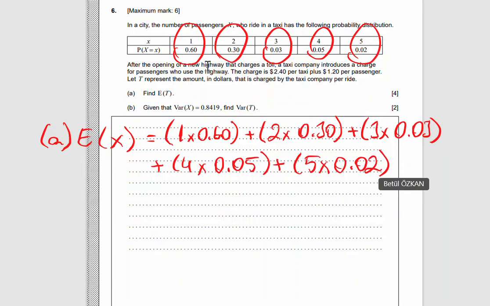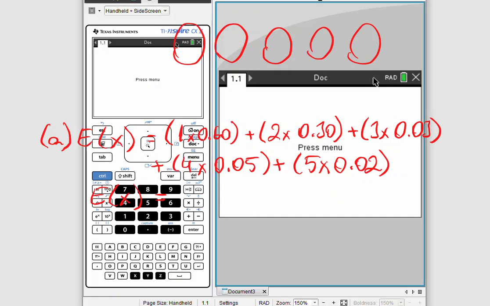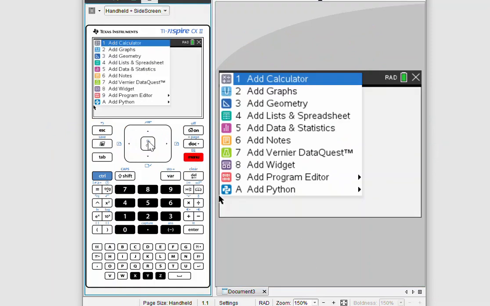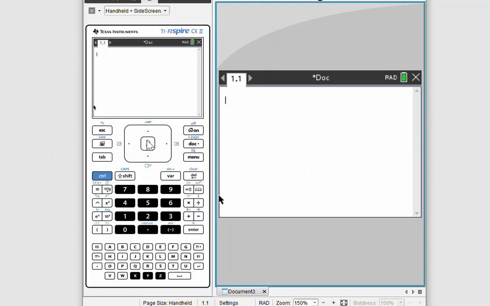After we identify them, I'll use the TI calculator and write my equation directly. Be careful: right now we will just identify E of X, not E of T. First, let's identify E of X. You need to write each of them one by one. Let me move to the TI. On the TI, click menu, then calculator.